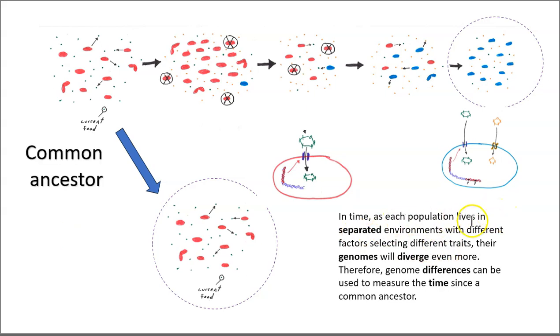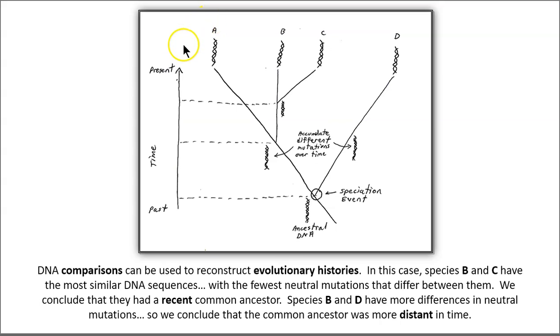In time, as each population lives in separated environments with different factors selecting different traits, their genomes will diverge even more. Therefore, genome differences can be used to measure the time since a common ancestor. So, if there are only a few DNA differences between these two populations, here and here, then we would infer that the common ancestor is fairly recent. But if there's lots of DNA differences between these two populations, then we would infer a more distant common ancestor, farther back in time. Now, let's see how we can use DNA differences to reconstruct an evolutionary history.